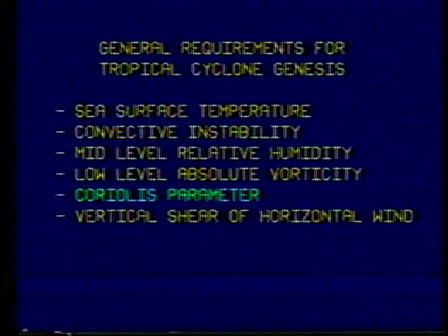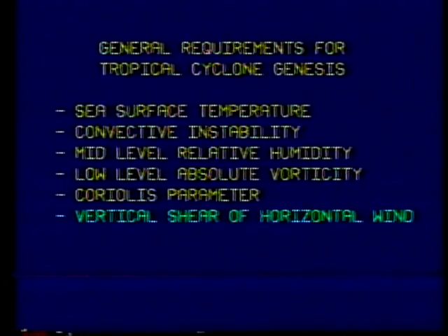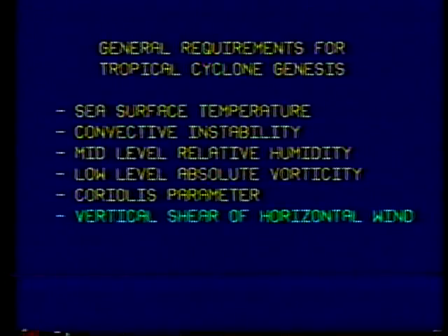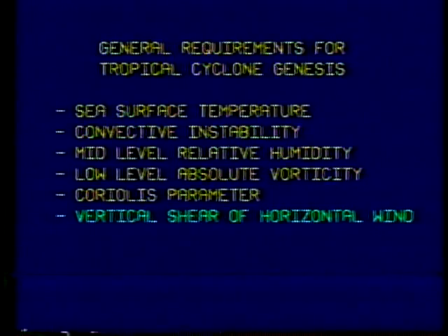Because the effect of convergence in producing an increase in cyclonic rotation is reduced at extremely low latitudes, tropical cyclones do not form within about 5 degrees of the equator. Finally, vertical variations in the speed and direction of the wind are an important consideration. Large vertical wind shear prevents heat and moisture from increasing in the mid and upper troposphere, and the system becomes ventilated. However, if vertical shear is small, heat and moisture buildup can occur, thus promoting a gradual decrease in surface pressure.